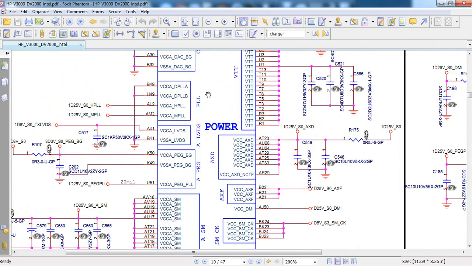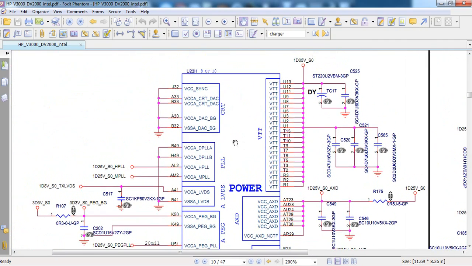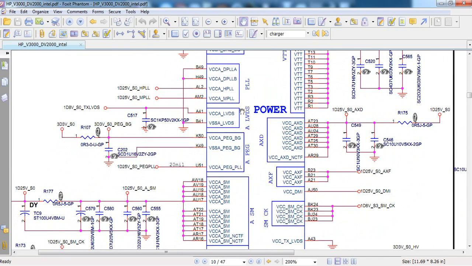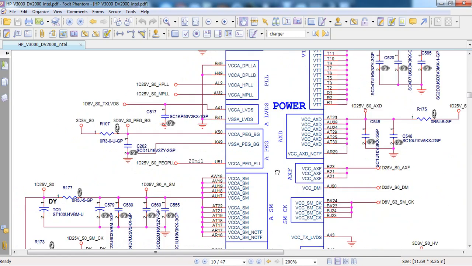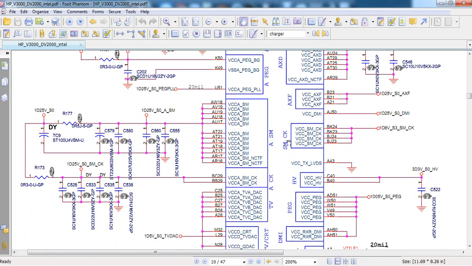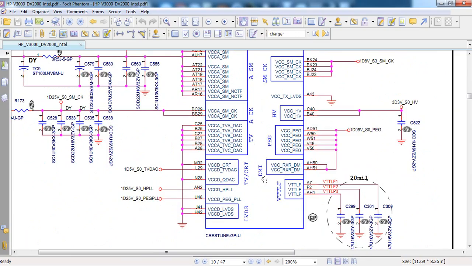And all the sections are separately defined. This is for CRT, this is VTT, this is PLL, this is LVDS, this is your internal LCD. Okay, this is your external monitor video output. Okay, SM clock, TV out, DMI.